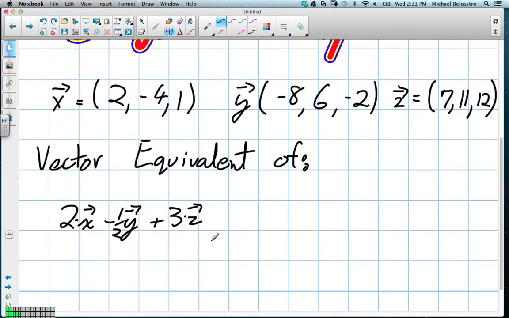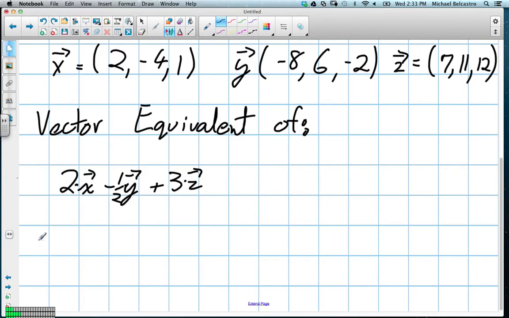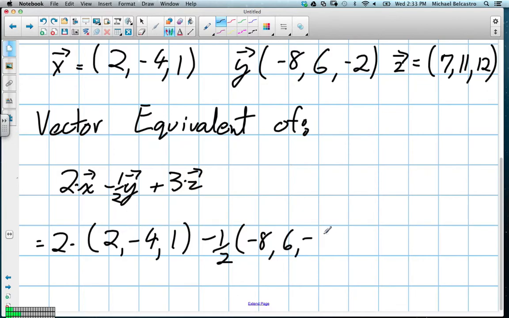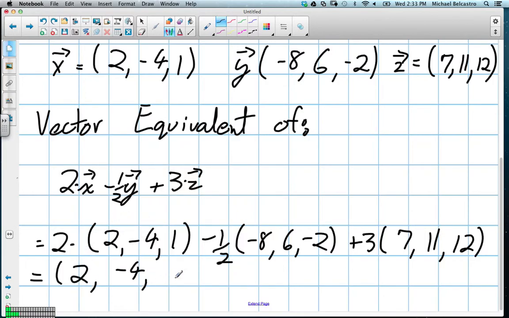So in component form, the way I'm going to rewrite this is we're going to have 2 multiplied by 2, -4, 1, minus -1/2 multiplied by -8, 6, -2, and plus 3 multiplied by 7, 11, and 12. Okay. We're going to get these 3 components, so we'll have our 3 components all together. This is our first vector, 2, -4.